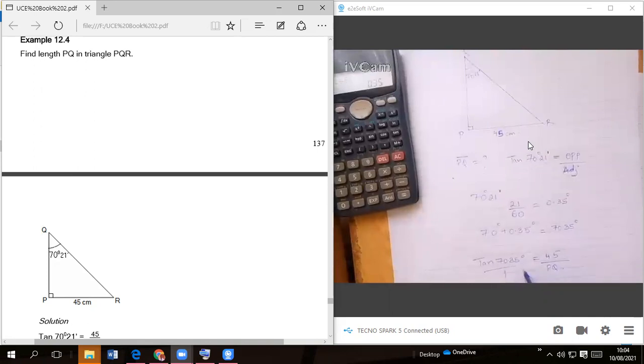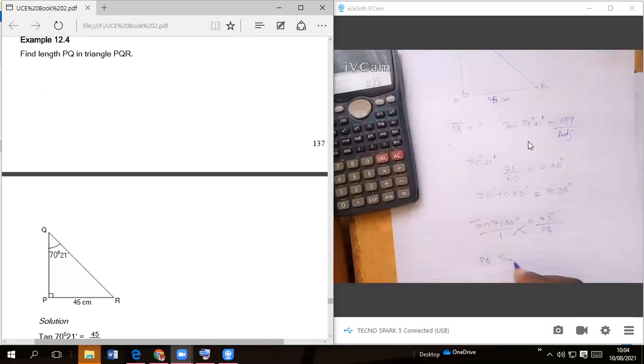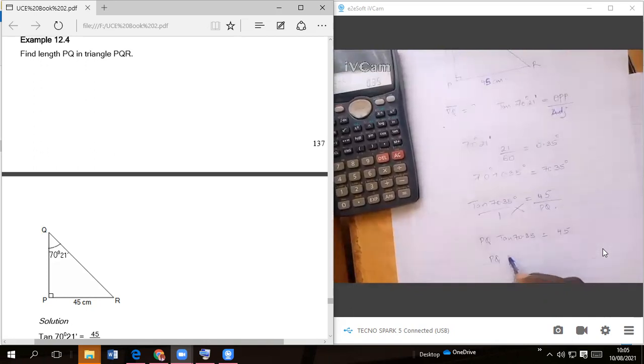So there we cross multiply. We shall have PQ tan 70.35 equals 45. So there we find PQ by dividing on both sides by tan 70.35.